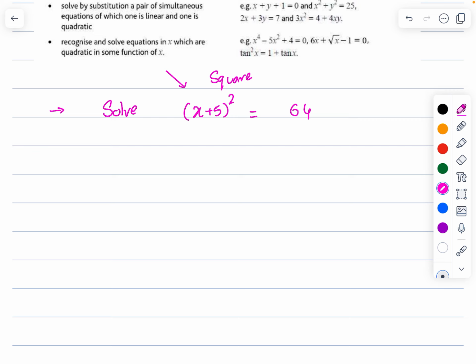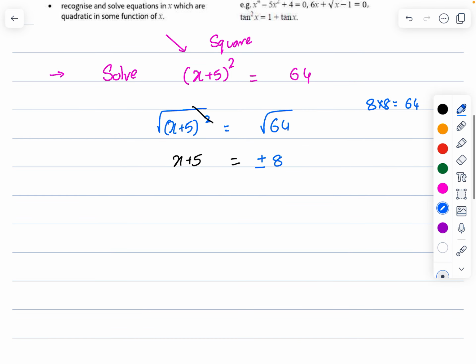What I'm going to do for this one is apply the square root on both sides. Square root of (x + 5)² equals square root of 64. We know that square and square root get cancelled, so x + 5 equals, when I'm writing the square root of 64, both positive 8 and negative 8, because 8 times 8 is 64. So one time I'm going to take positive 8 and another time negative 8: x + 5 = -8 and x + 5 = 8.